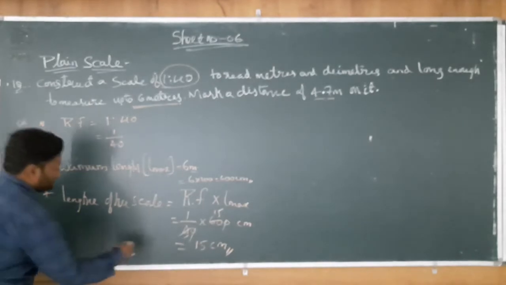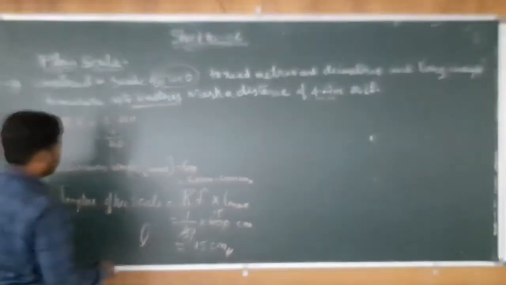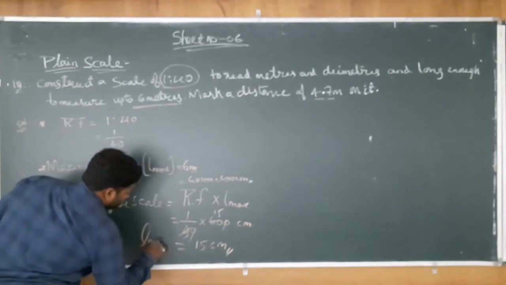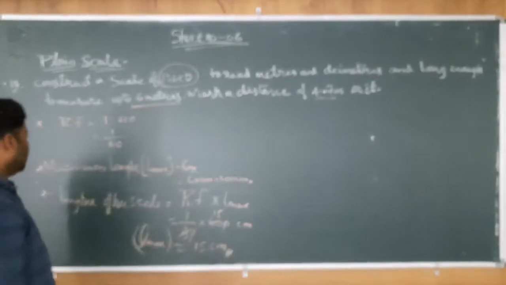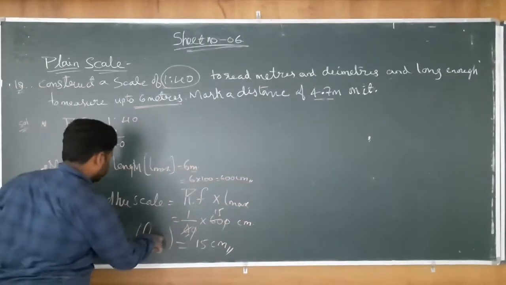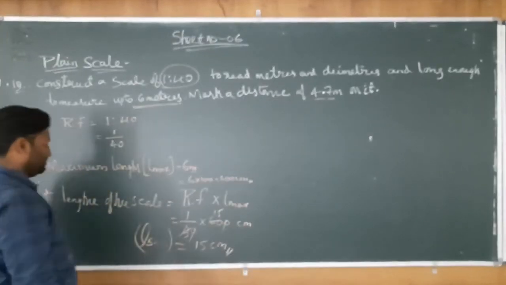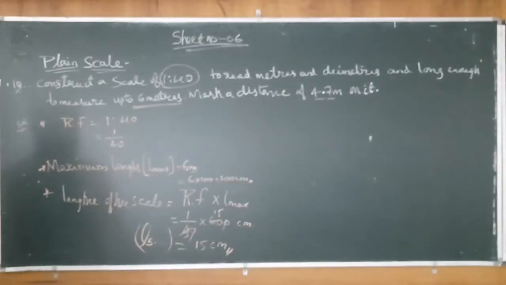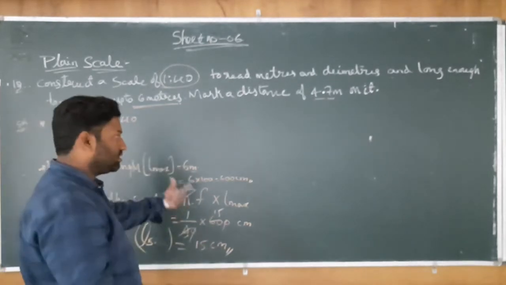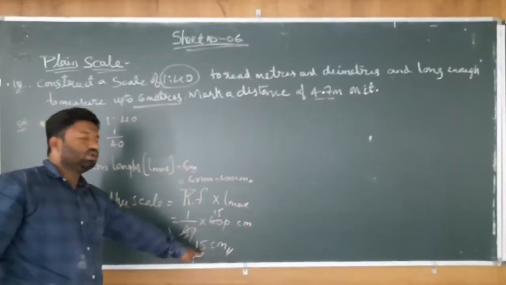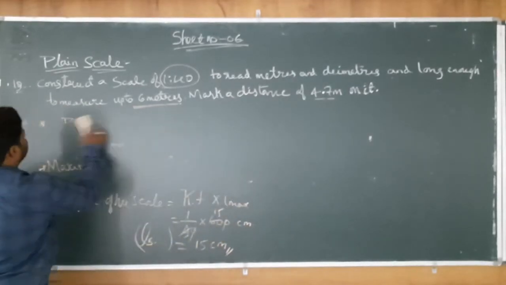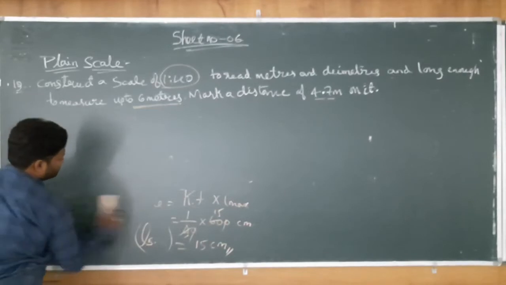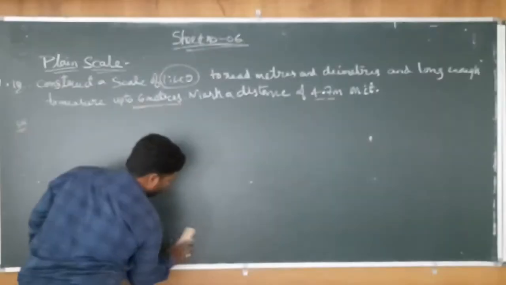So, the LS, length of the scale, is equal to 15 centimeters. Now, we have to construct a scale. We have to draw the scale whose length should be equal to 15 centimeters. Now, for that I will rub this one first. Now, we have to go for the drawing portion.